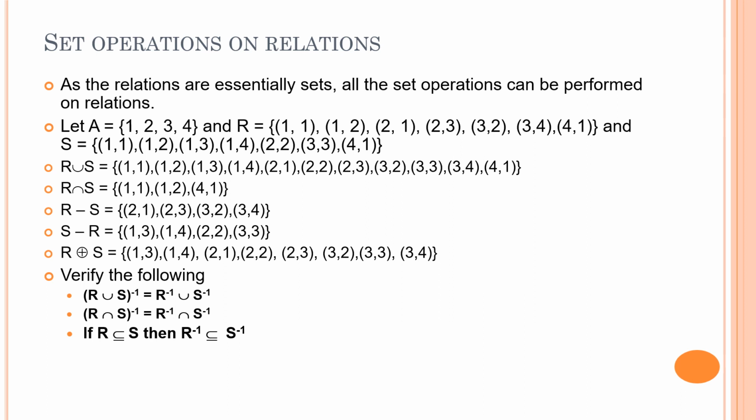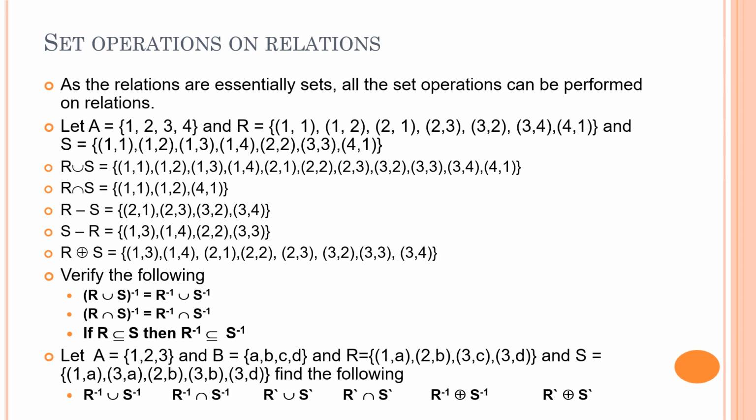Now, as an exercise, I am leaving you with these three properties. (R union S) inverse is equal to R inverse union S inverse. (R intersection S) inverse is equal to R inverse intersection S inverse. If R is a subset of S, then R inverse is a subset of S inverse. Now I leave it to you. Please verify these three. How are you going to verify them? Just take this set and you can use either these two relations that I have defined, or you can define your relations of your own, and using those relations verify the following.